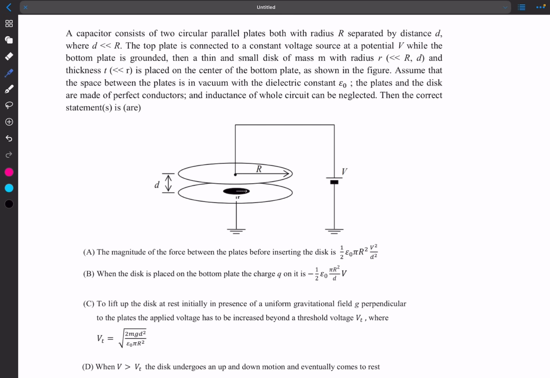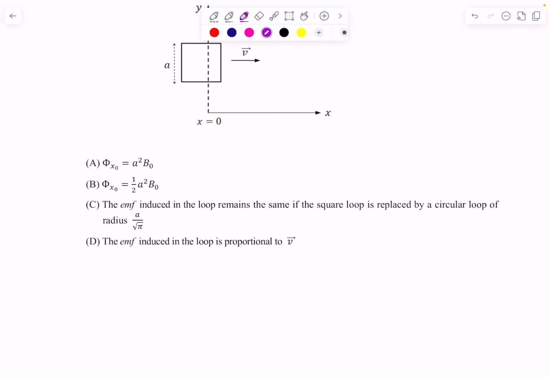Okay, so in this video we'll take up more problems from the sample paper. Before that, some of you had a doubt regarding applying the average magnetic field result for the circular loop that we discussed in the last video.